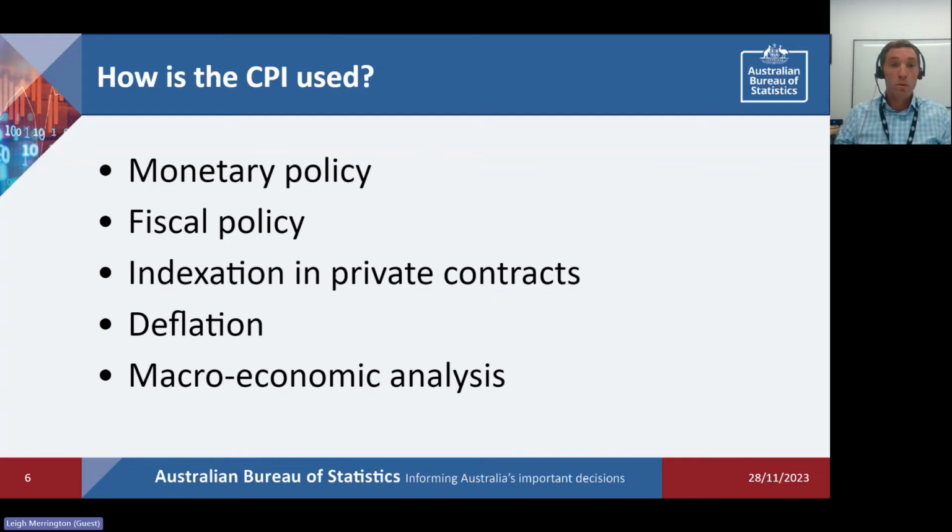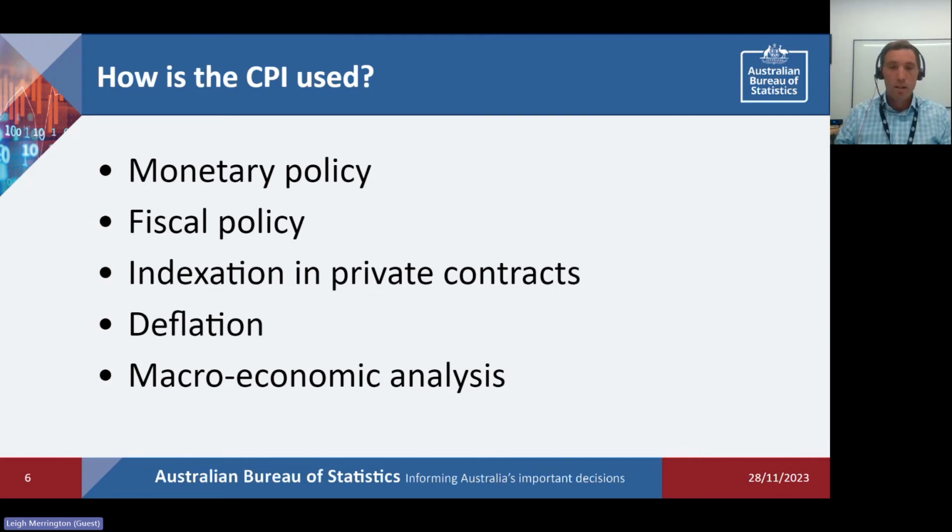It's also used very widely in private contracts. Businesses may look to the CPI to determine how much to increase the prices of the goods and services they sell, or in fact how much to increase the wages that they pay. So the CPI is used to inform a lot of those decisions, and even contracts between landlords and tenants can be linked to the CPI. The ABS doesn't endorse the use for these purposes, but we recognise it is used very widely for these purposes.